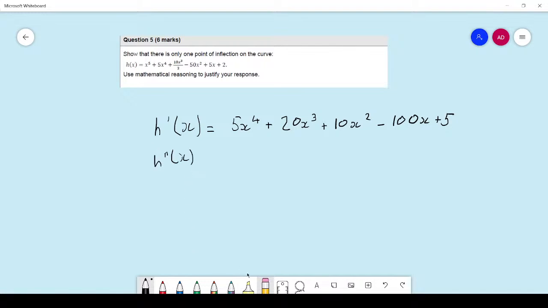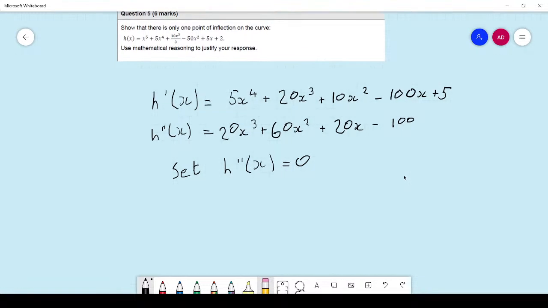h double dash x equals, so we'll have 20x cubed plus 60x squared plus 20x minus 100. Okay, so that's our double derivative. If we're going to look for inflection points, we should set it equal to 0. So set h double dash x equal to 0 to observe the inflection point. And we'll see what we can tidy up here.